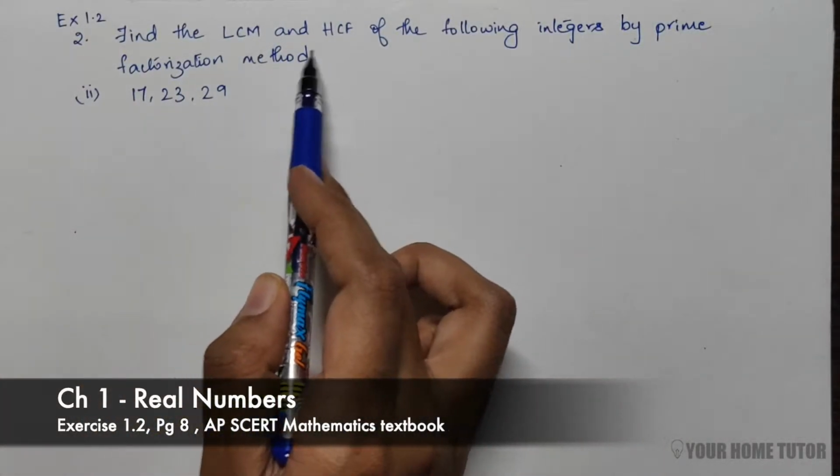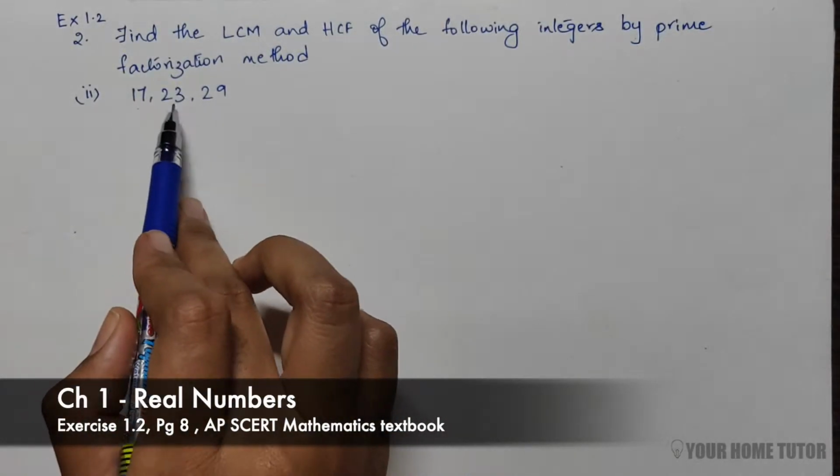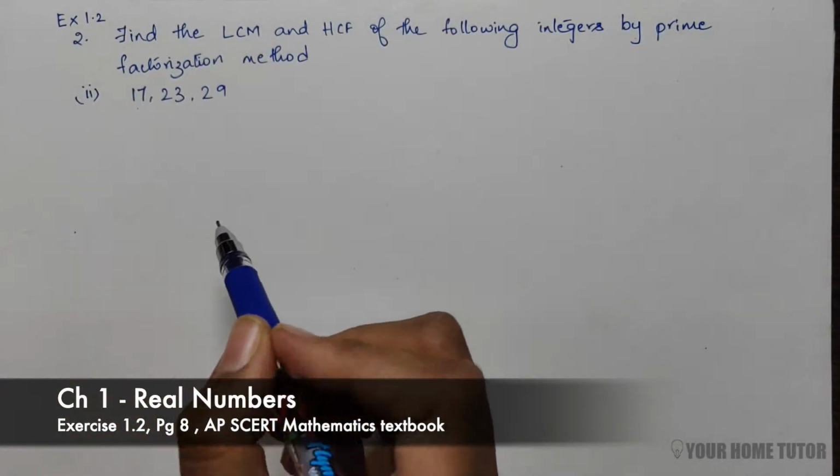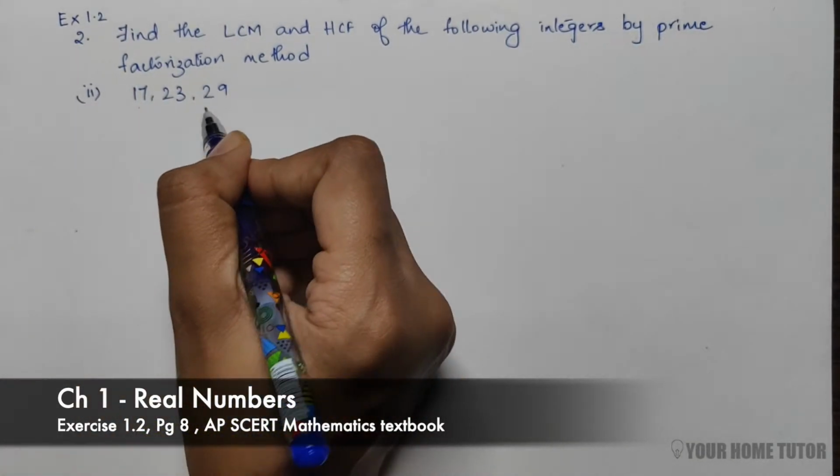Find the HCF and LCM using prime factorization method of the numbers 17, 23 and 29. So first let me write down the prime factors of all the numbers.